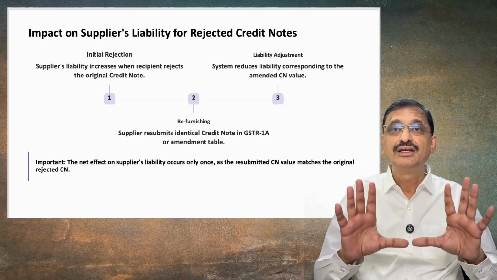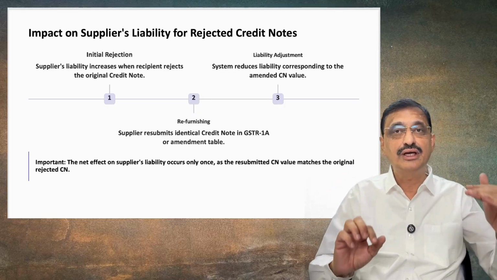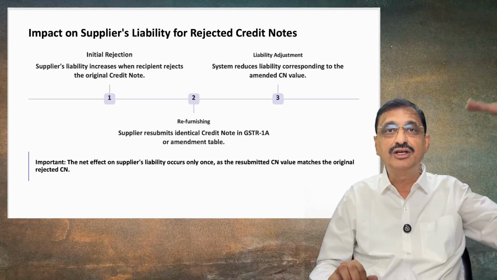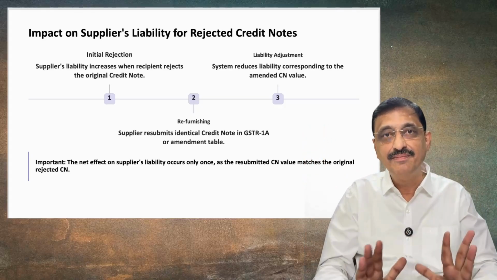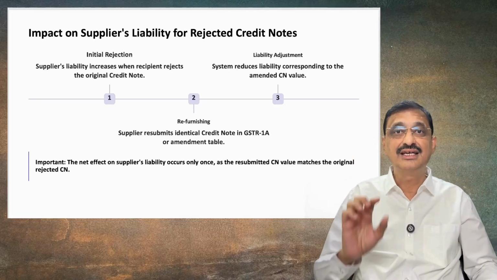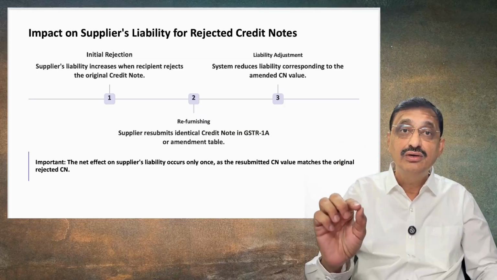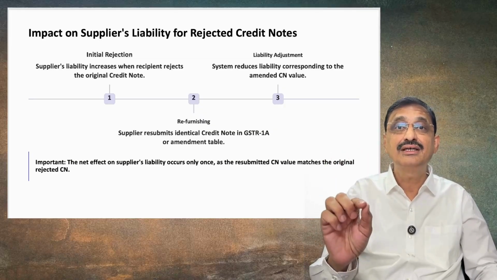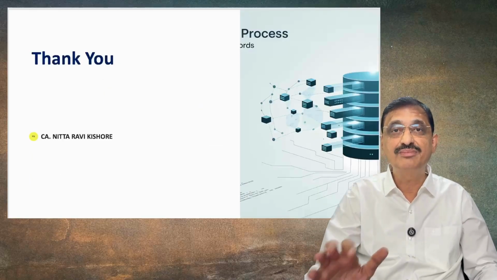The supplier will not be charged twice. On original rejection, the liability got increased. On amendment, the liability again got decreased. However, one should keep in mind that these amendments have to be carried out within the time limit specified by the statute. That one has to keep in mind.